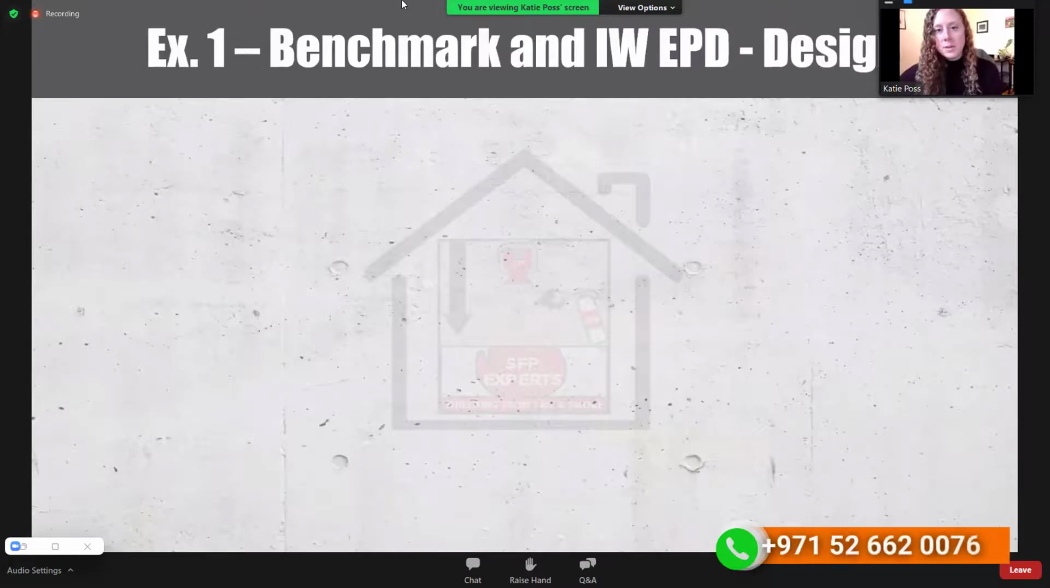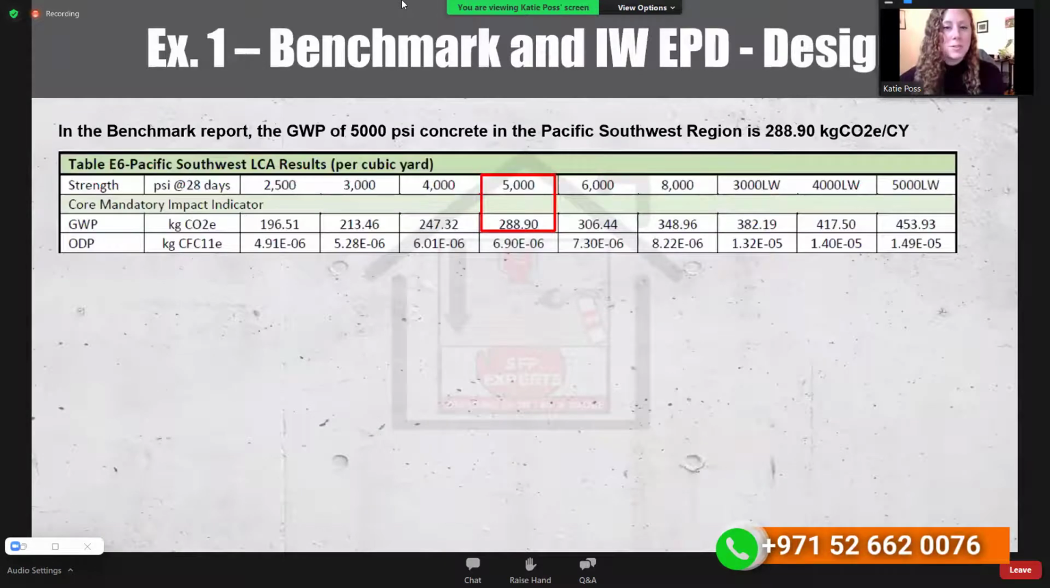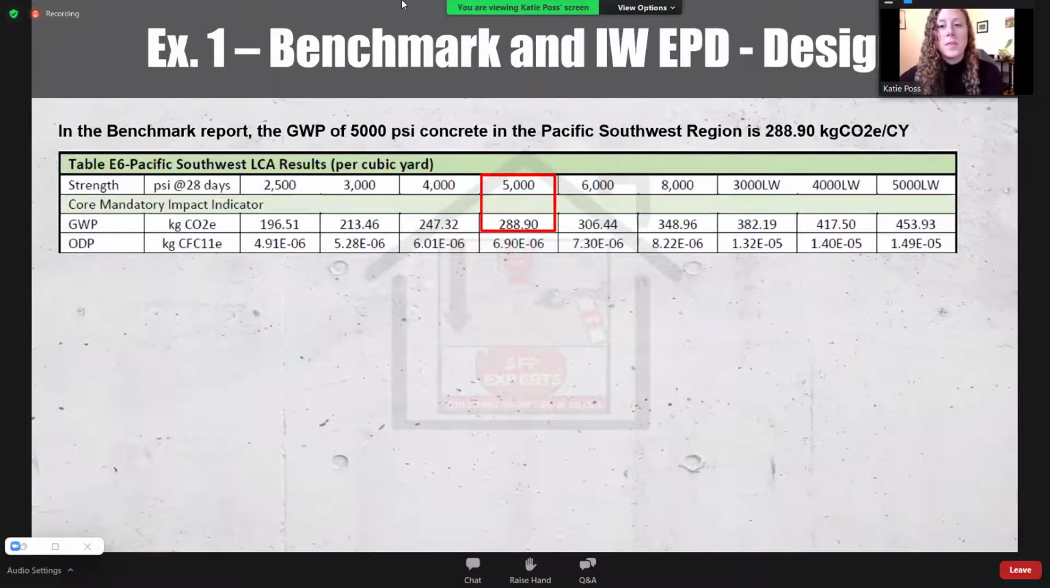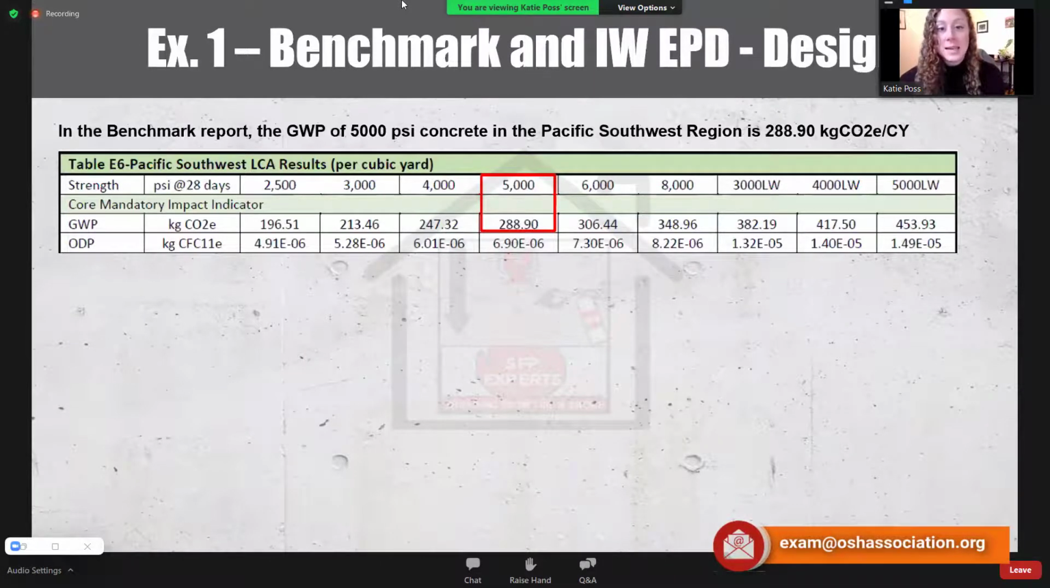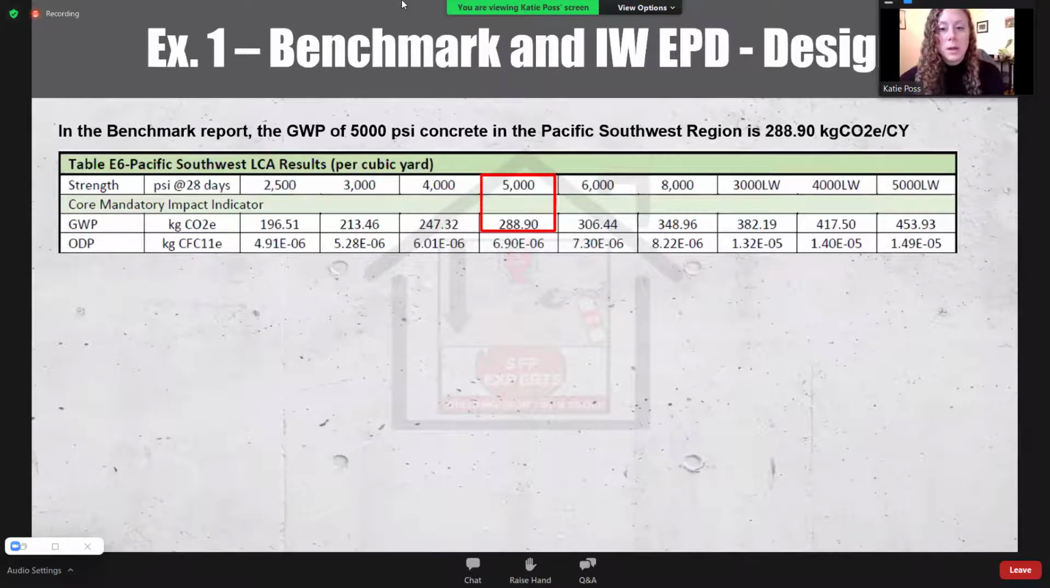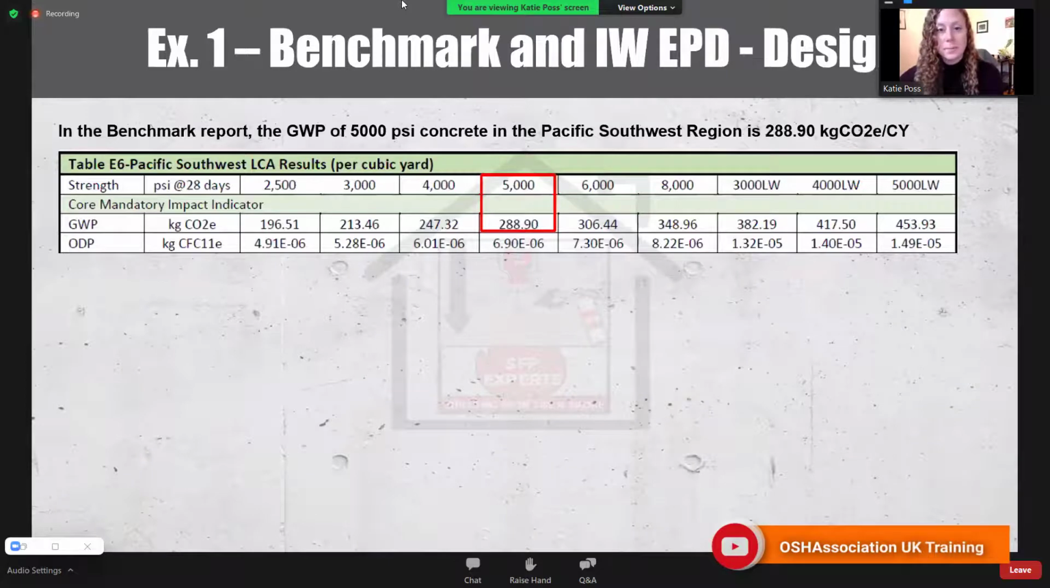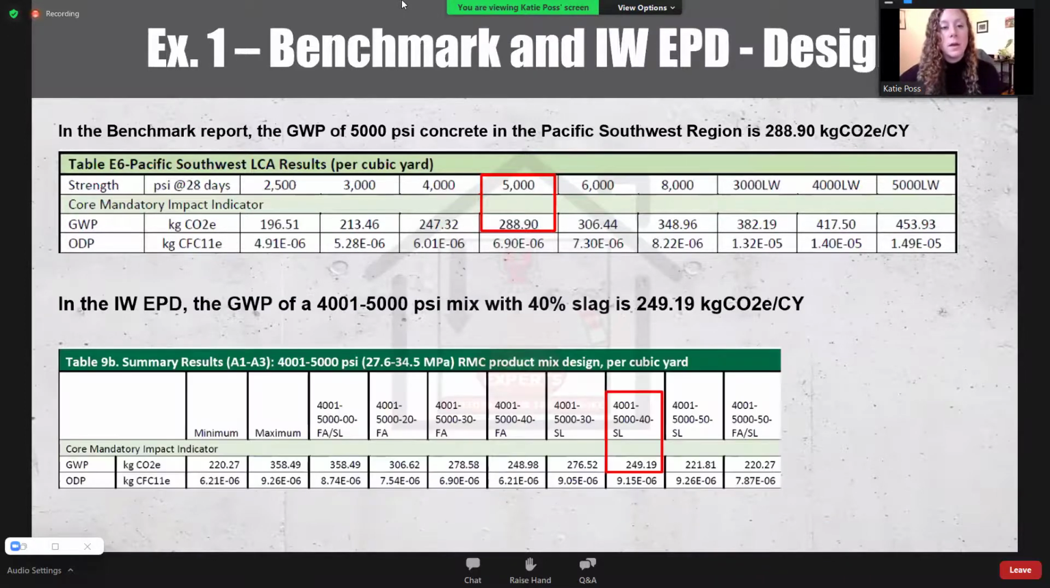Okay, let's talk through a couple of examples. So let's say we have a project in the design phase in California, and it's trying to determine what the embodied carbon reduction would be for a 5,000 PSI mix that uses 40% slag as an SCM. First, reference the benchmark report. Here you can find what the global warming potential of a 5,000 PSI mix is in the Pacific Southwest region, and that is 288.90 kilograms of carbon dioxide equivalent per cubic yard.